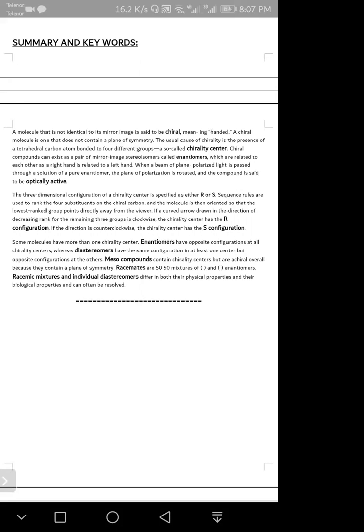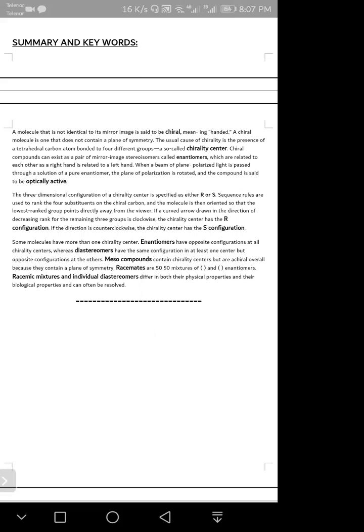When a beam of plane polarized light is passed through a solution of pure enantiomer, the plane of polarization is rotated and the compound is said to be optically active. If a curved arrow drawn in the direction of decreasing rank for the remaining three groups is clockwise, the chirality center has R configuration, but if its direction is counterclockwise, then the chirality center has S configuration. And the difference between enantiomers and diastereomers: enantiomers have opposite configuration at all chirality centers, but diastereomers have same configuration in at least one center, but opposite configuration at others.